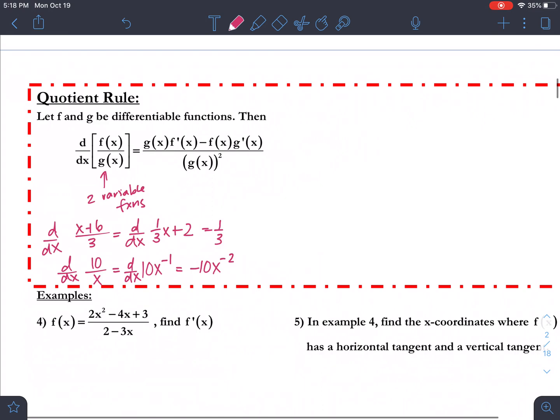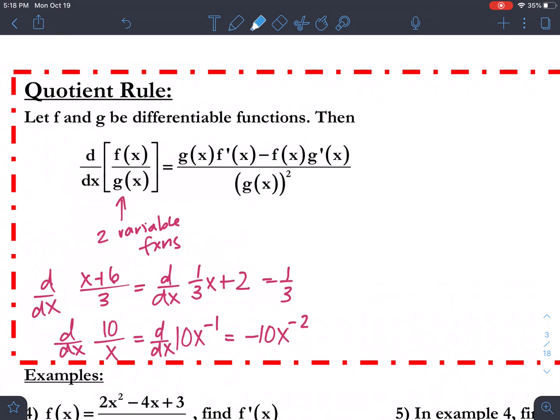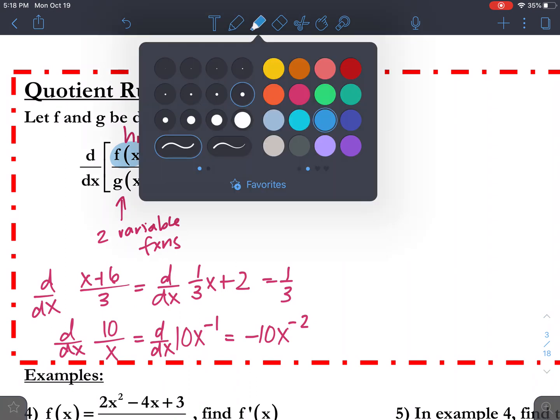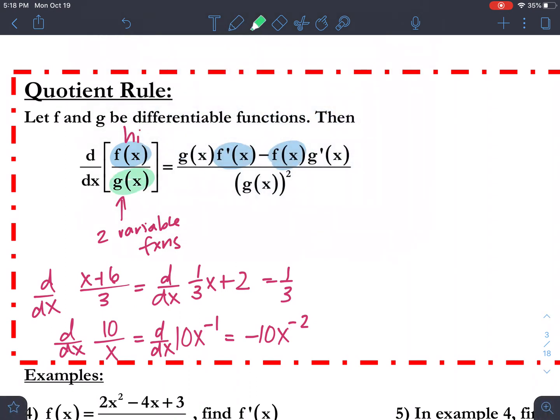So here's what I want to call these two functions, and I use a little word play on this so that you can remember it. So we've got f prime and f. I'm just color coding right now. We're going to call this the high function. Okay, it's on top. And then we've got the low function. So I'll do this in green. This is exactly how I learned it in high school, but it's actually a nice little word trick to remember this. So high over low.